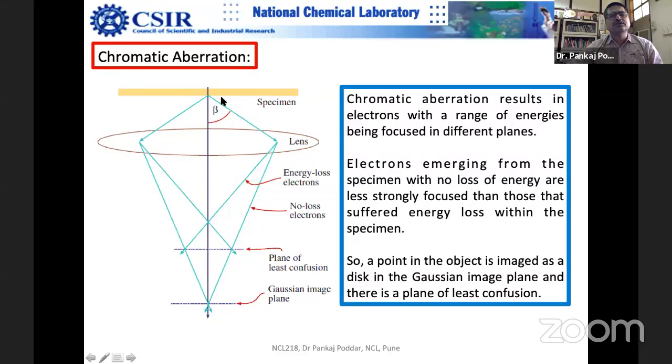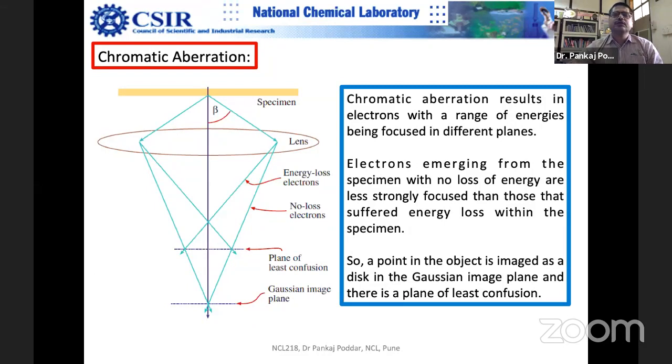Inelastic processes which are happening in the specimen can create electrons of different energies. For example, an electron transfers some energy to a core electron to produce X-rays. So the outgoing electron will be 300 keV minus, for example, 1 or 2 keV. So that is energy spread.